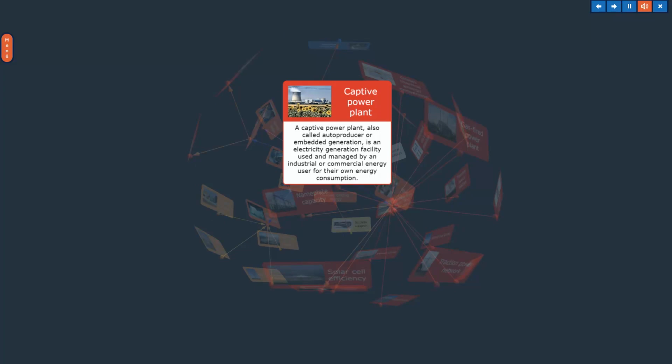Captive power plant. A captive power plant, also called autoproducer or embedded generation, is an electricity generation facility used and managed by an industrial or commercial energy user for their own energy consumption.